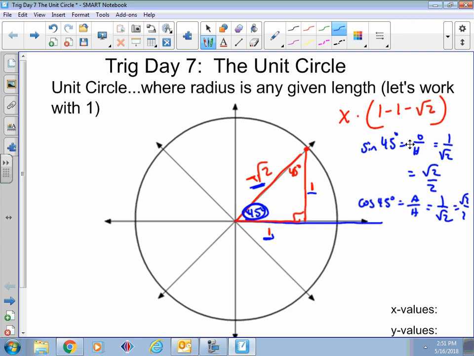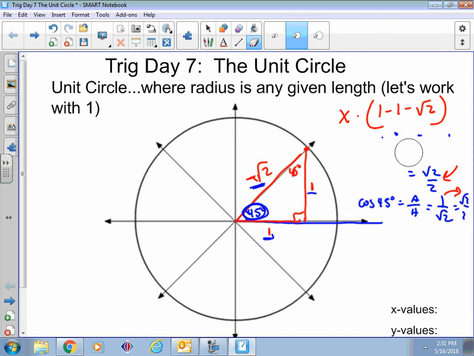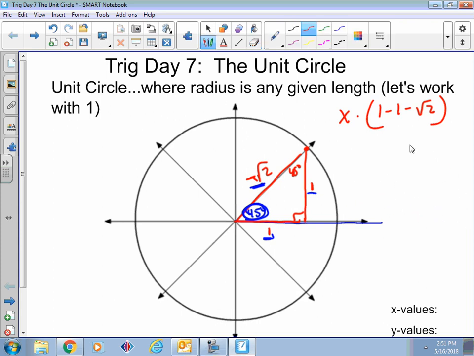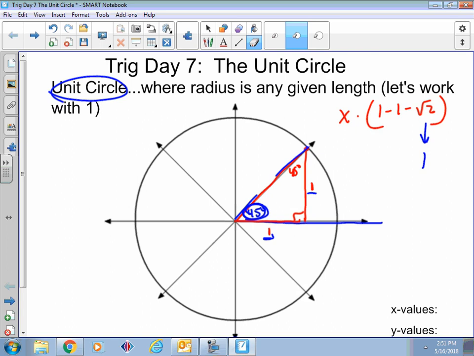But it's really annoying to have to rationalize every single time. So a way that we can make it so we don't have to rationalize every time is, rather than it being 1, 1, root 2, I can multiply that by any scale factor I want. If I force this hypotenuse side to become a 1, that's why it's called the unit circle. That is just a unit of 1 for that hypotenuse, a unit of 1 for the radius, rather than it being root 2.